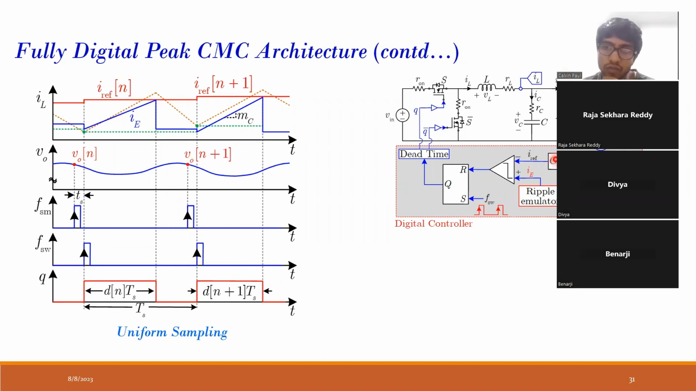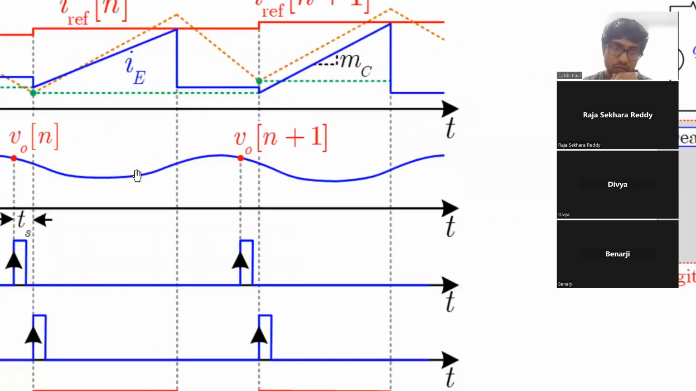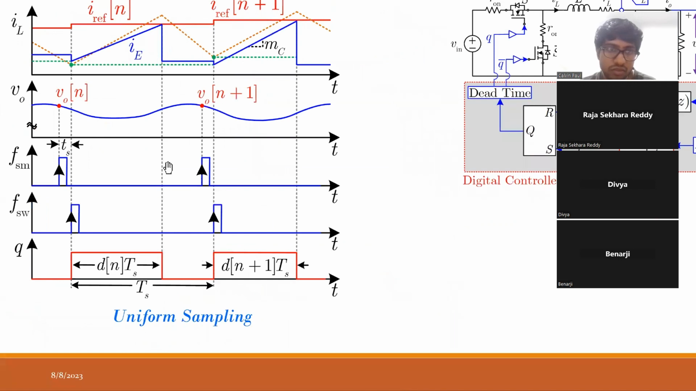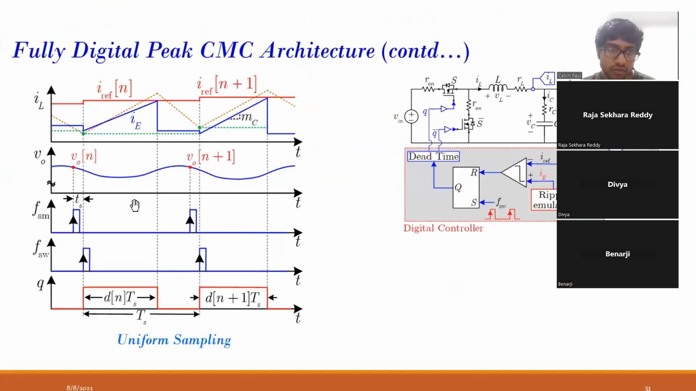Sir, actually, in the actual inductor current, at the time we are sampling, it appears to have two values. Yes, the blue color waveform is not the actual inductor current. This IE is the emulated inductor current. It is not the actual inductor current. The actual inductor current is the orange waveform. So let me just zoom in.